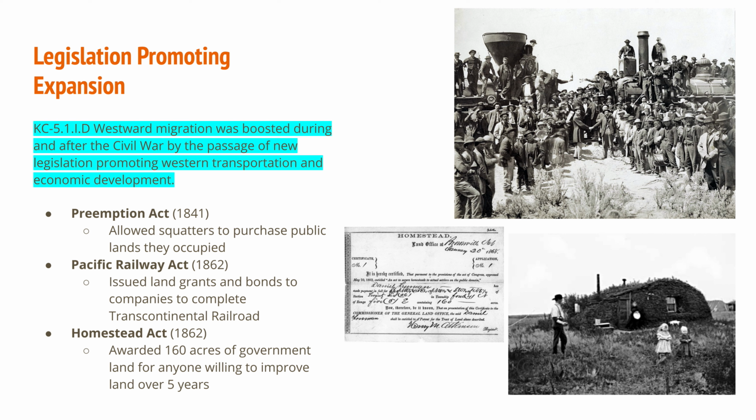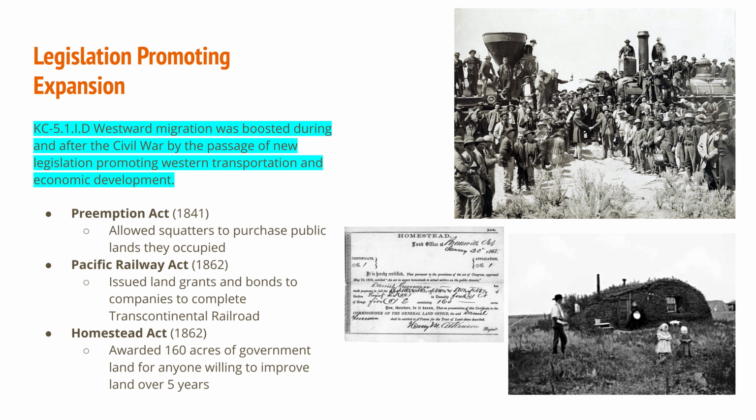The very first one is called the Preemption Act in 1841. This allowed people to move into federal land before it had been organized into a territory, let them live there, settle the land, improve it, build their houses. And then once the federal government organized those territories, they could purchase the land from the federal government at a reduced rate. And so it made it legal for squatters to squat in federal land.